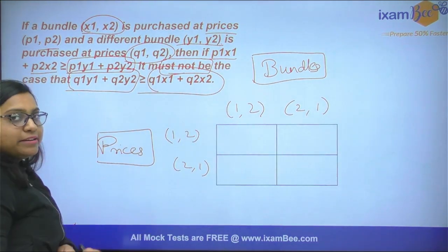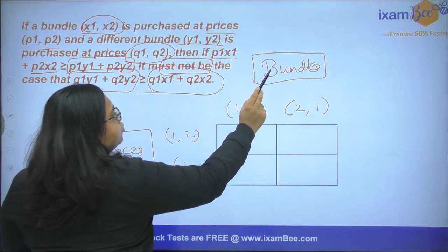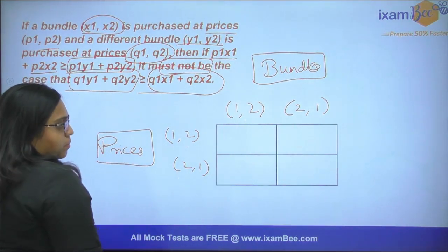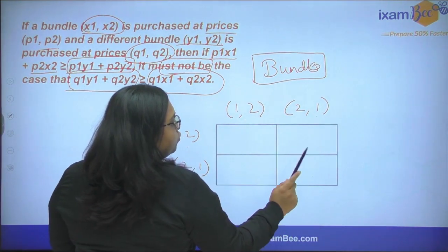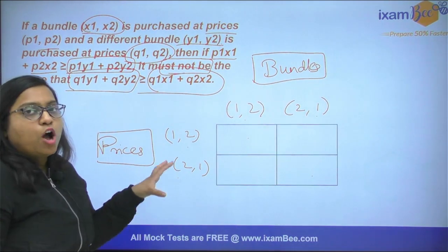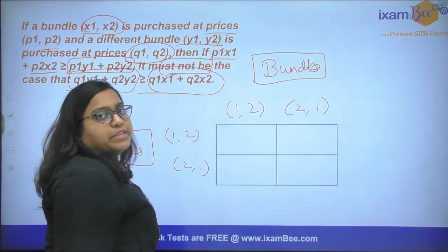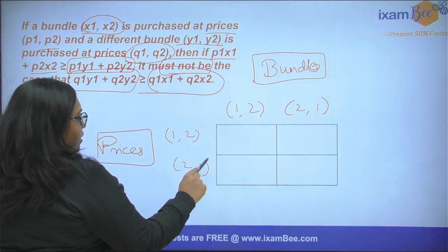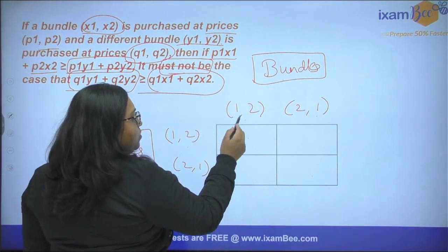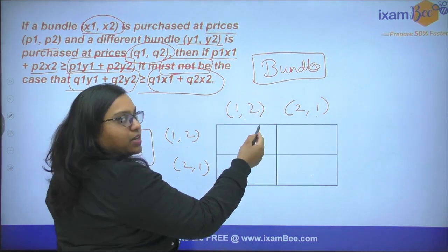Now it was mentioned that when the price is (1, 2), the consumer is purchasing the (1, 2) bundle, and when the price is (2, 1), the consumer is purchasing the (2, 1) bundle, right? Now let's look at how much expenditure is being made in these four combinations. So when the price is (1, 2) and he's purchasing the bundle (1, 2), how much expenditure is he making by purchasing the bundle (1, 2)?